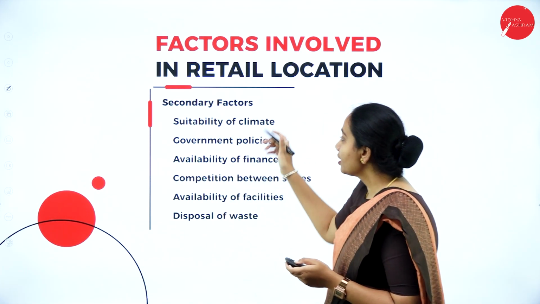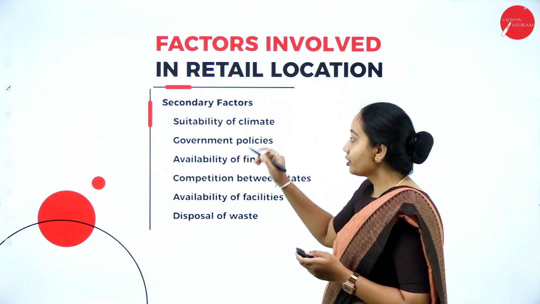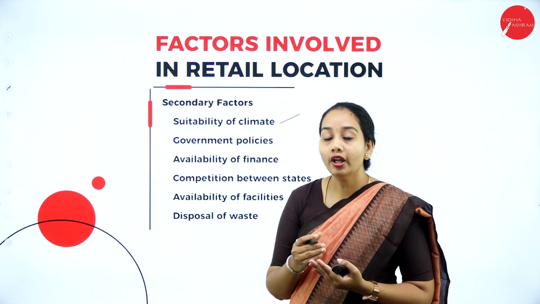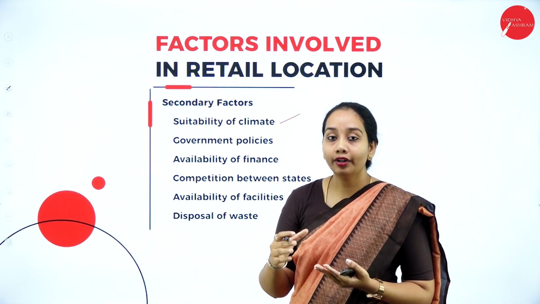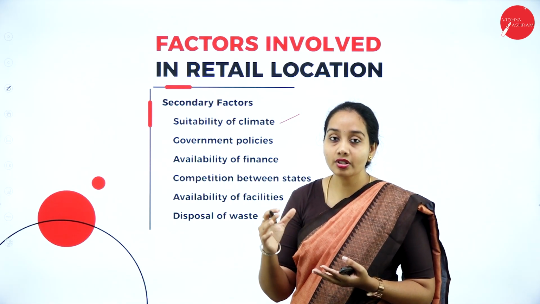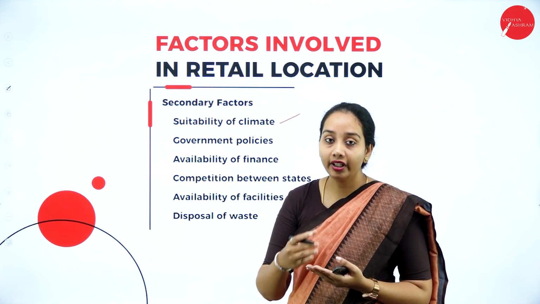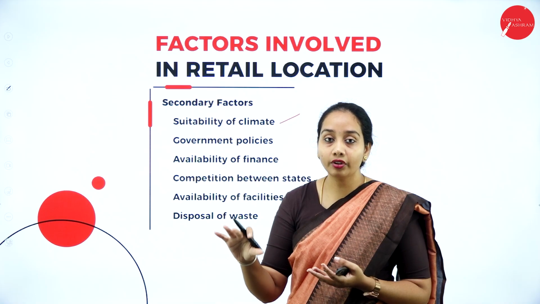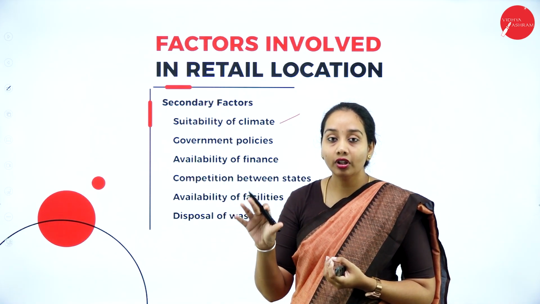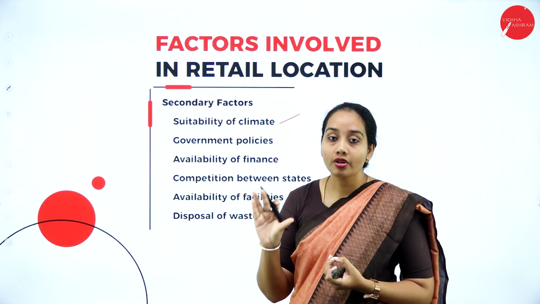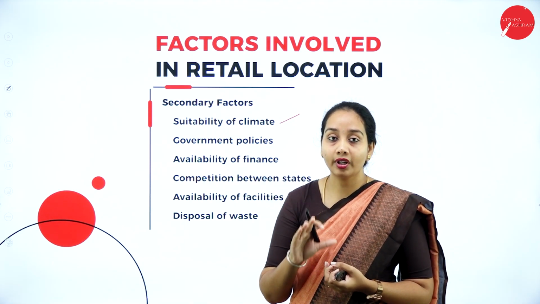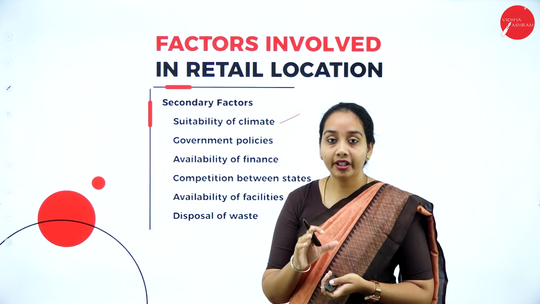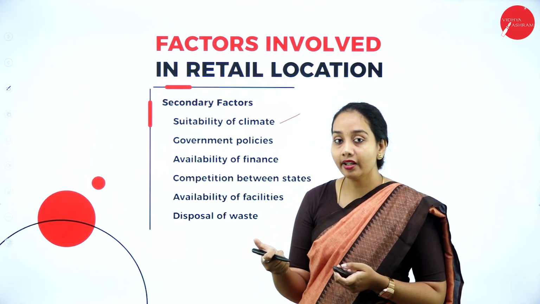Next is about the secondary factors. Under that, first is suitability of the climate. You need to select a retail location where all kinds of climatic conditions are very good, and you can do your retail operation on a daily basis. You cannot control natural calamities and you cannot control any climatic conditions. So you need to select those kinds of locations that are very feasible in terms of climatic conditions as well. So this is a secondary factor.